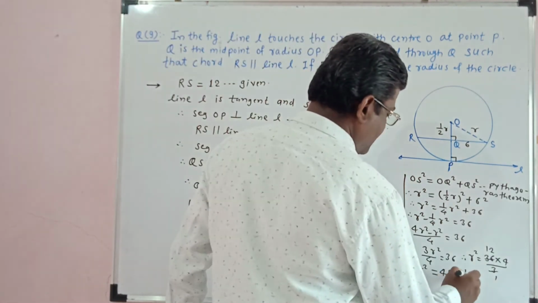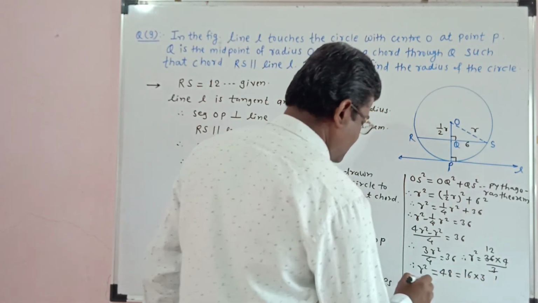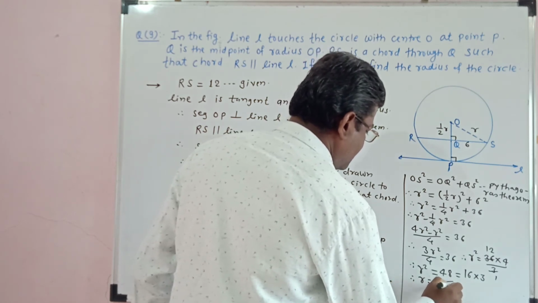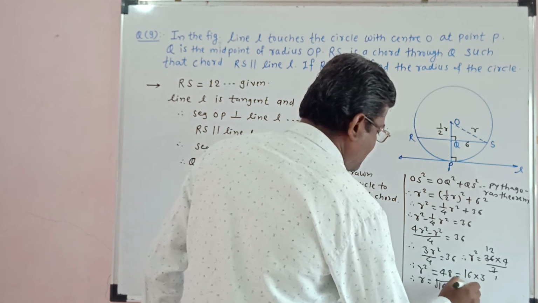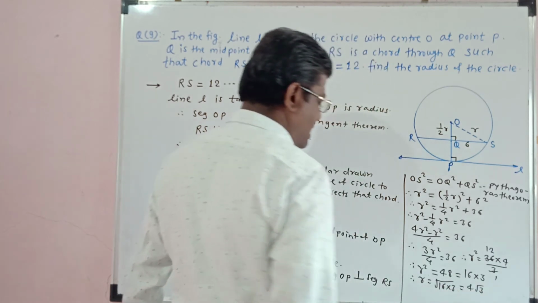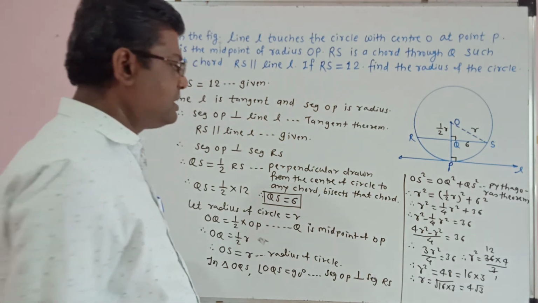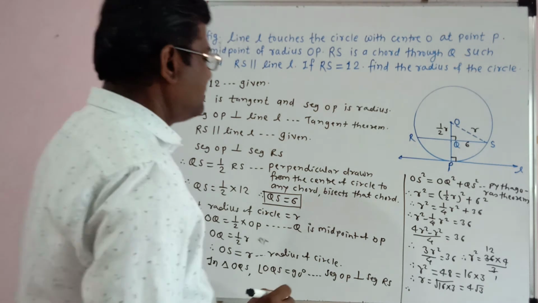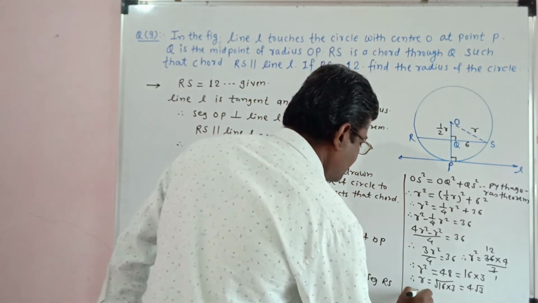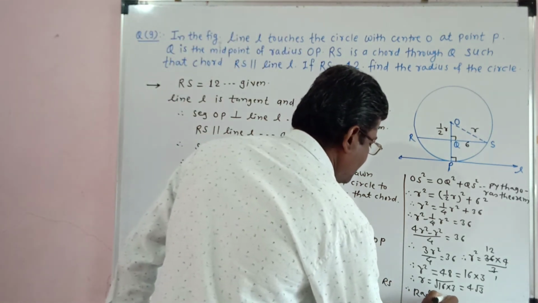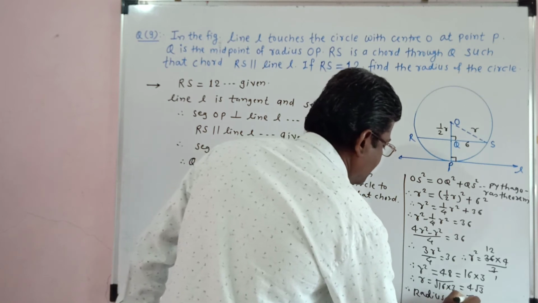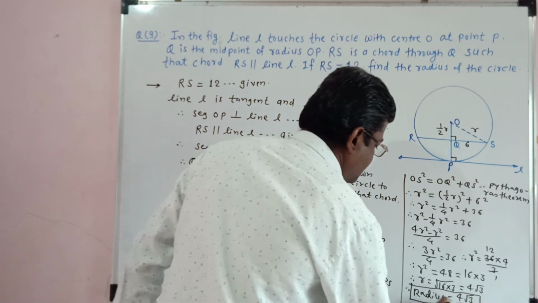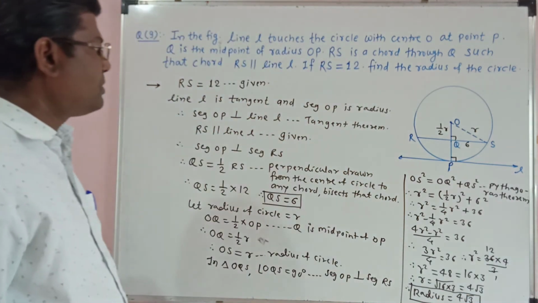And this 48 will be 16 into 3. Therefore R is equal to root of 16 into 3, which is equal to 4 root 3. R is equal to 4 root 3. Therefore the radius of the circle is equal to 4 root 3. This is the answer. Radius is equal to 4 root 3.